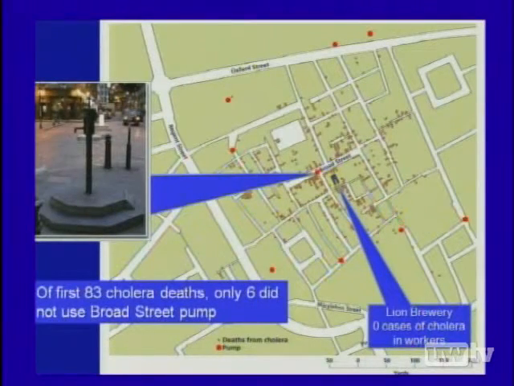Another point that he made is that there was a brewery in the middle of this area that was less than 100 feet away from the Broad Street pump, and despite its proximity to the pump, no workers became ill, and that is because they had their own water source and because they drank a lot more beer than they drank of water.